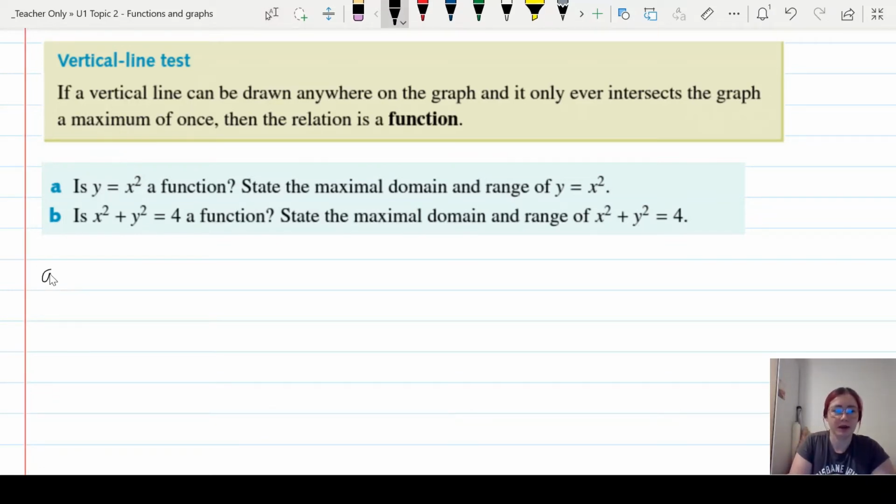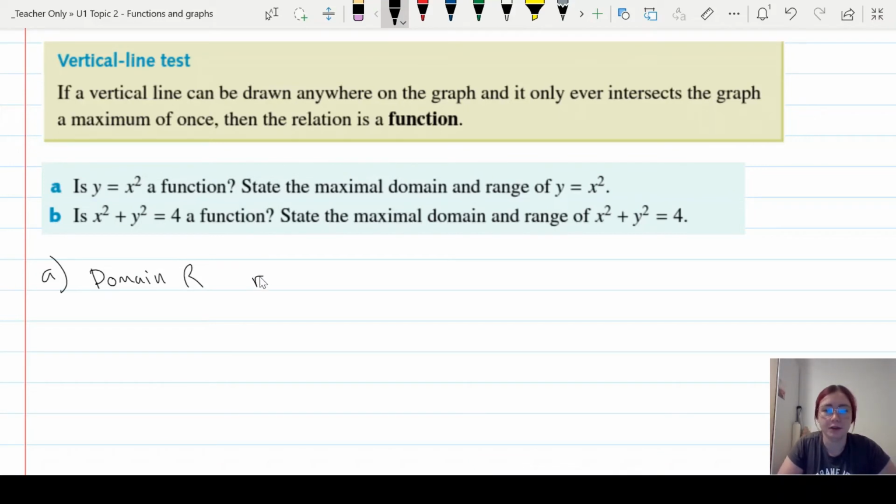So if we think about the function y equals x squared, or the relation y equals x squared rather, we want to state what the maximal domain is, so that implied domain. So that implied domain is just going to be all of the real numbers. Okay, so if we think about that, the domain is just going to be R.